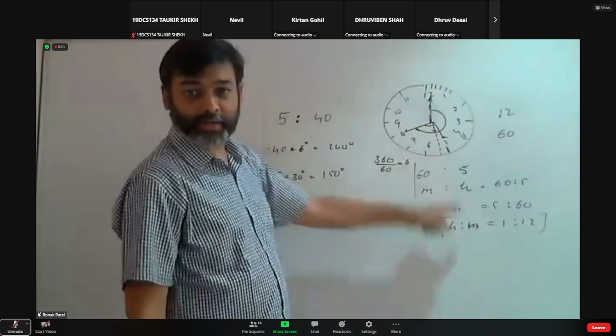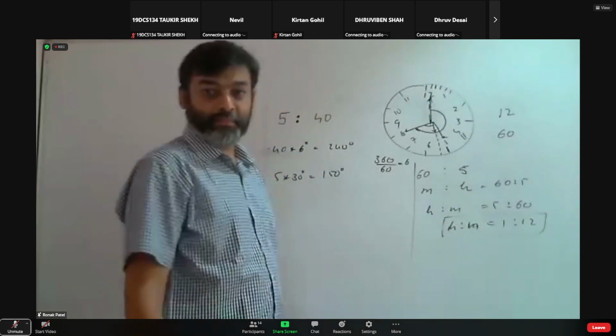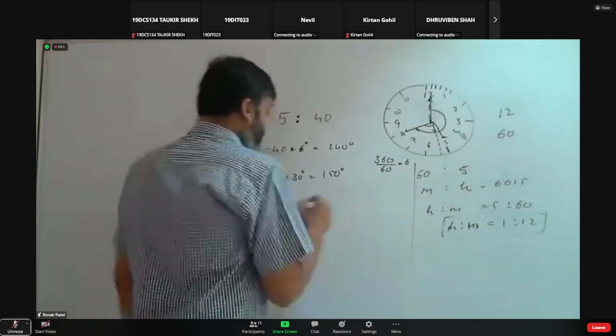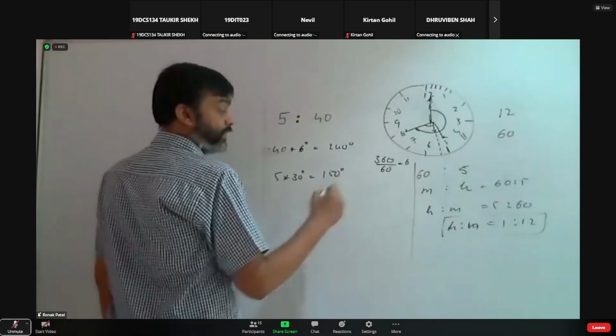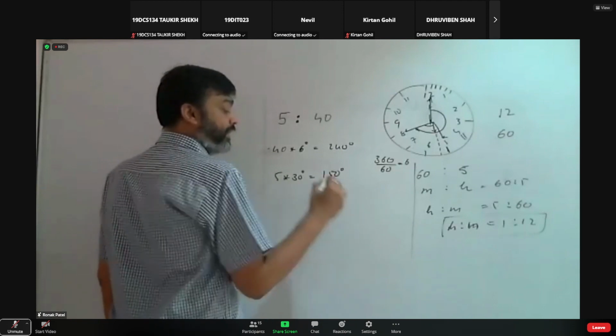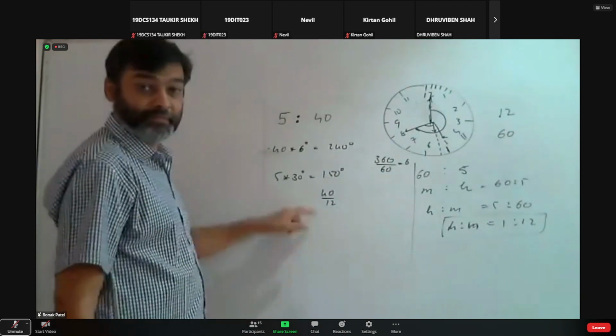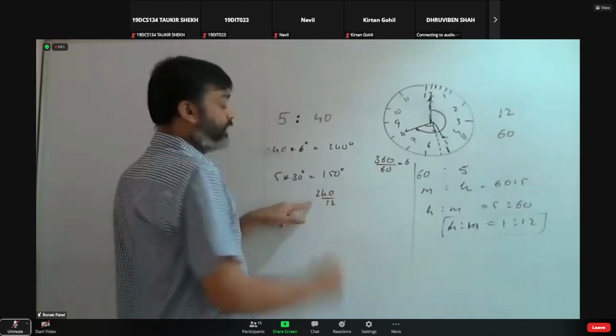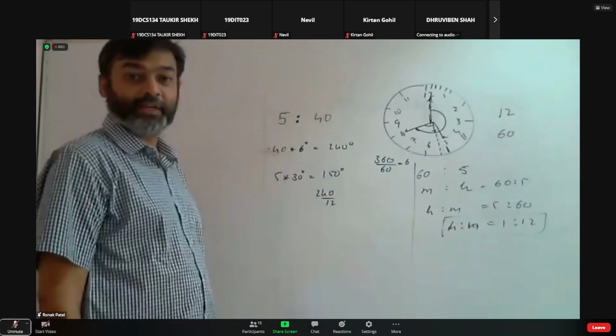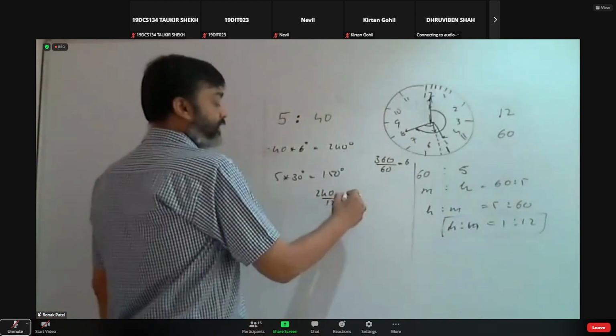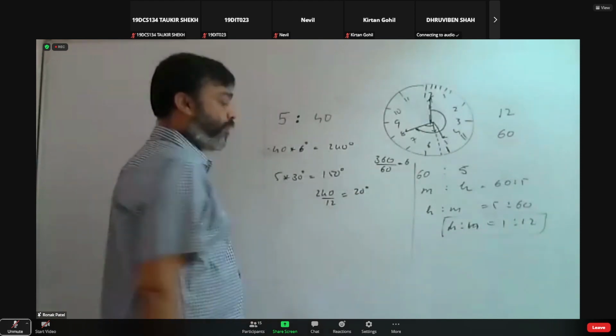So 240 degrees, and then the ratio I'll take 1 is to 12. That means our hand has extra covered how much? If the ratio is 1 is to 12, it is 240 divided by 12. This much extra degree has been covered, and that is nothing but 20 more degrees.